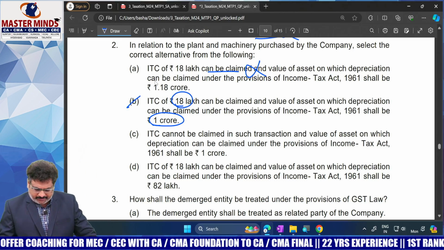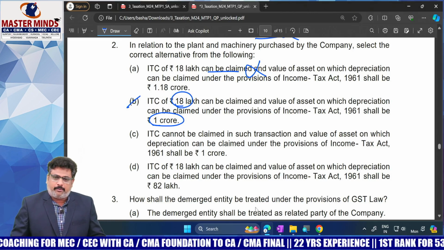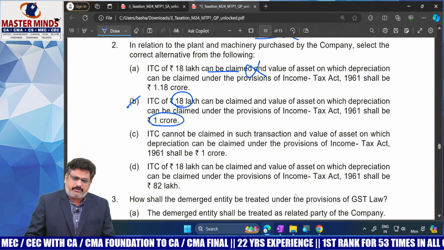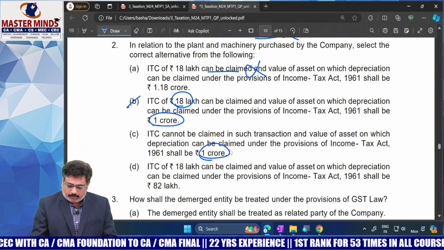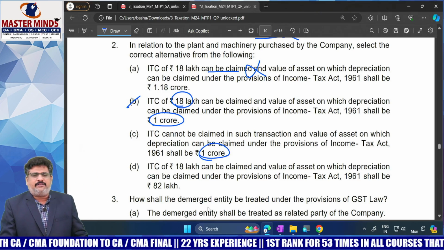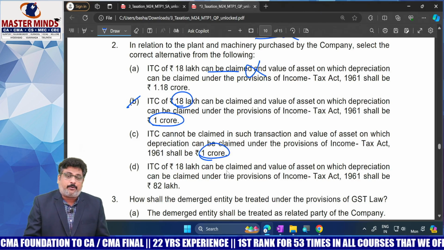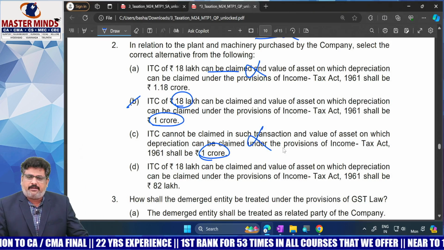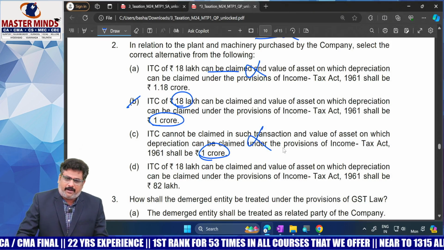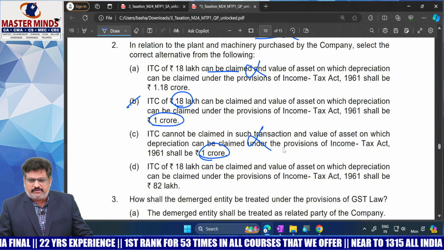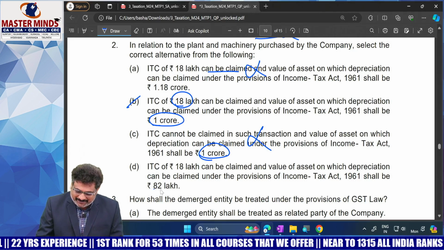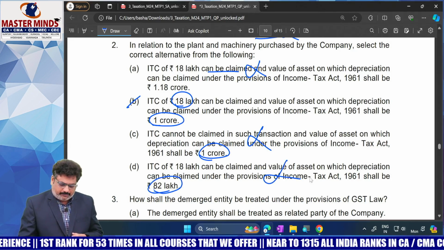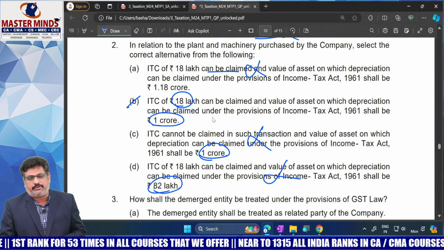We'll see the next one. ITC cannot be claimed in such transaction and depreciation can only be claimed on 1 crore. If at all you are not claiming the ITC, you can claim depreciation on 1.18 now. This is the wrong one. ITC of 18 lakhs can be claimed and the value on which depreciation can be claimed is 82. That means from the 1 crore you are deducting that 18. This is also not the right approach. So the answer is option B.